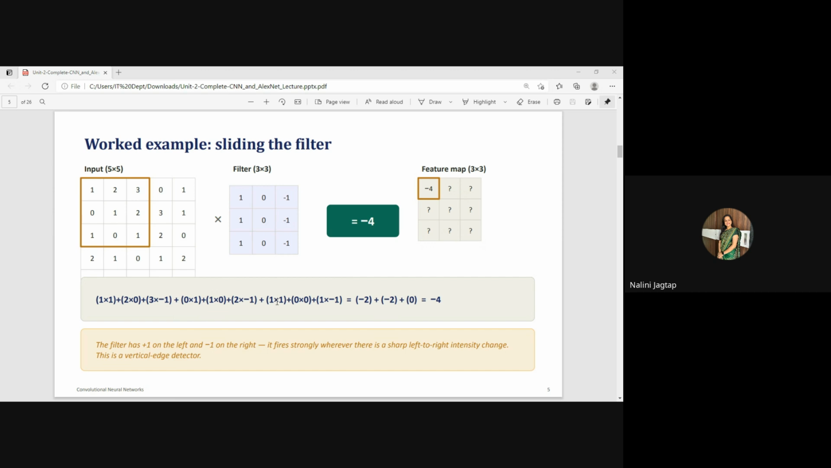Again, I will repeat. Please look here at the filter. How does the filter look? It has plus one on the left column and minus one on the right column. What does it mean? The filter produces a large magnitude value where there is a sharp left to right change in intensity. In other words, this specific filter is a vertical edge detector. This is the concrete meaning behind the phrase. I hope it is clear till here.